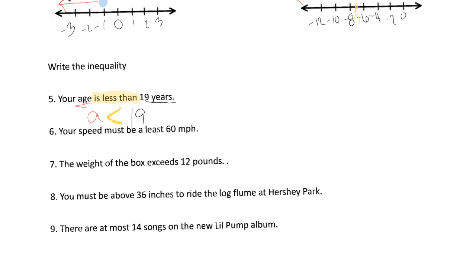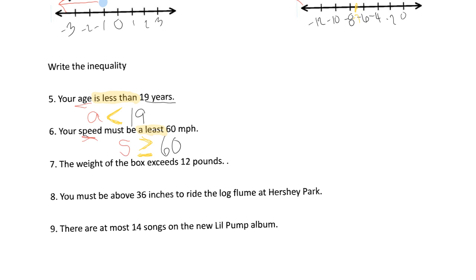Okay, so let's do that again. Figure out what keyword is here. My speed must be at least 60 miles per hour. So "at least" tells me that it's got to be a greater than or equal to symbol. And it's greater than or equal to 60. And that's my speed.